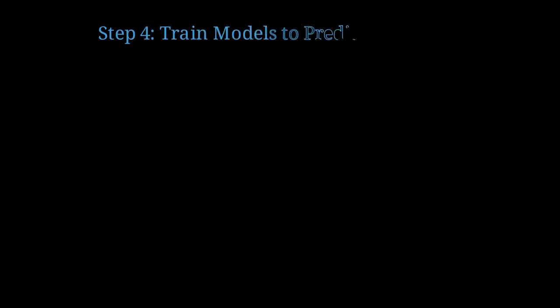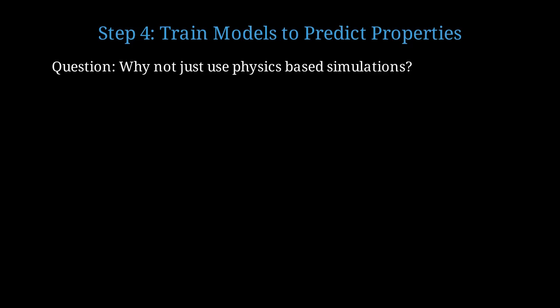Step 4 is training machine learning models to predict material properties from synthesis parameters. This is where we build our surrogate model. You might ask, why not just use physics-based simulations like density functional theory? The answer is computational cost. DFT calculations can take hours to days per material, which defeats the purpose of high throughput.